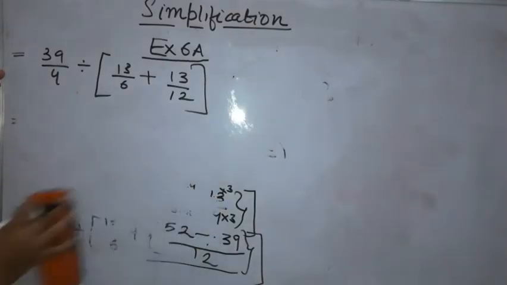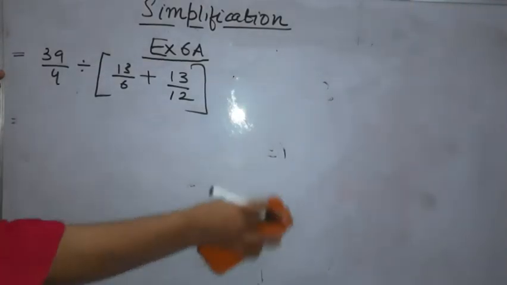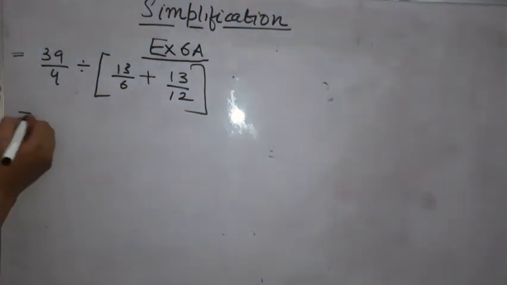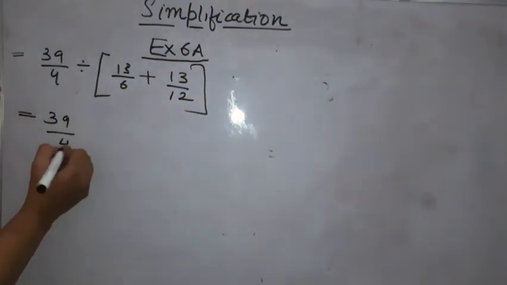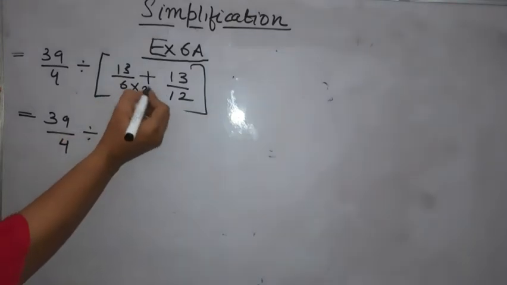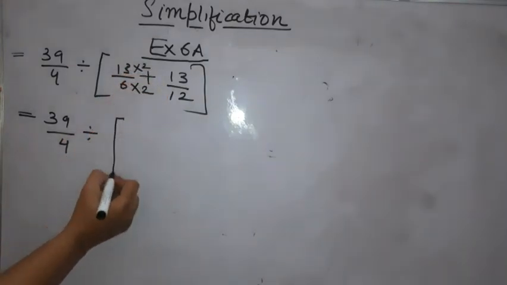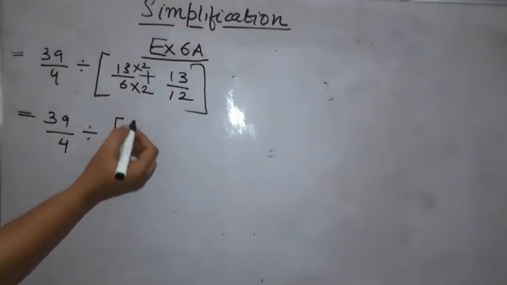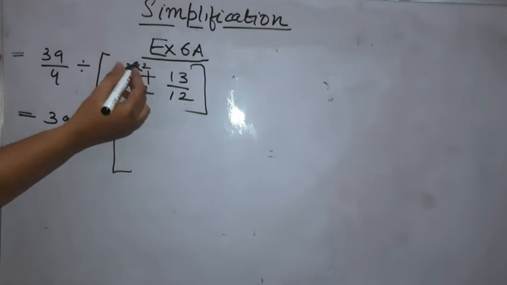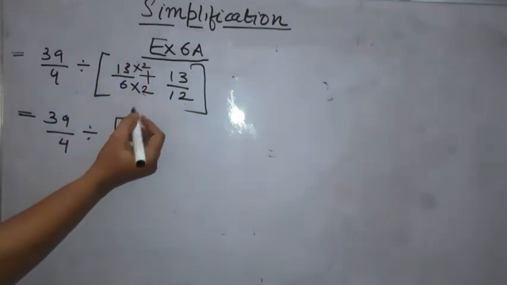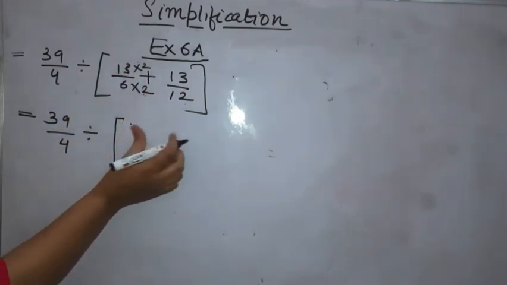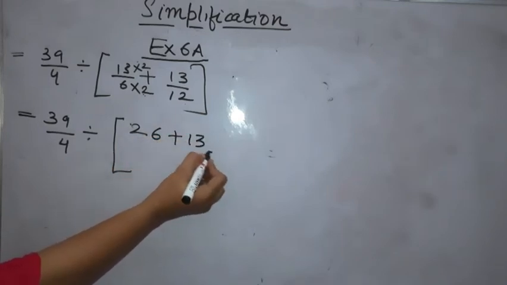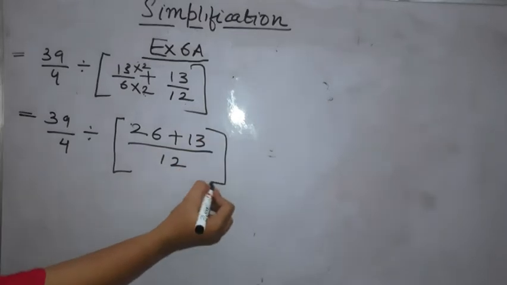Now please tell me in the comment section what is the LCM of 6 and 12. The LCM of 6 and 12 is 12, and since 12 comes in the table of 6, that is why 12 is the LCM. Same we have to do with the numerator. 6 has to be multiplied by 2, 13 will also be multiplied by 2. So 26 plus 13 upon 12.